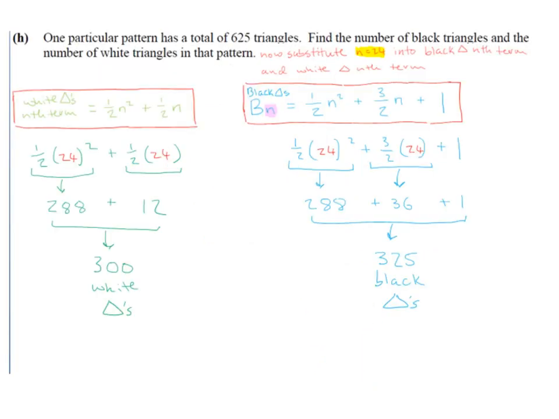So in the 24th term, there's 300 white triangles and 325 black triangles, and adding these together, 300 plus 325 gives us 625 in total.